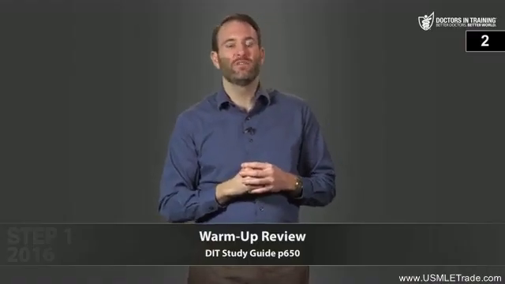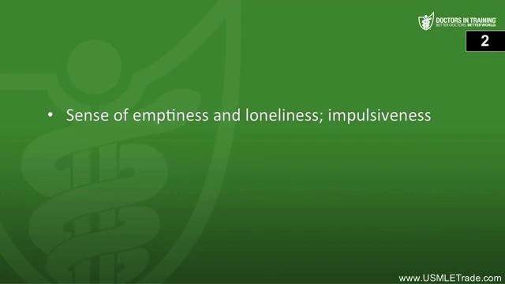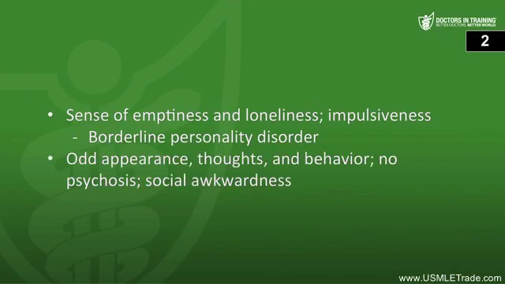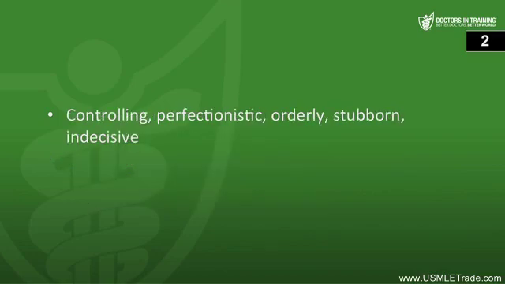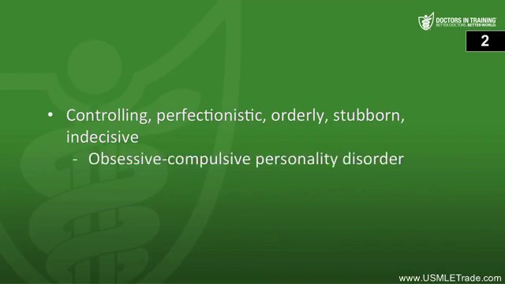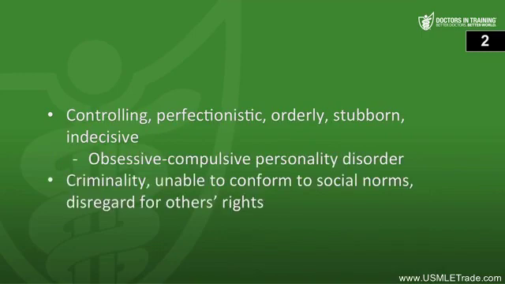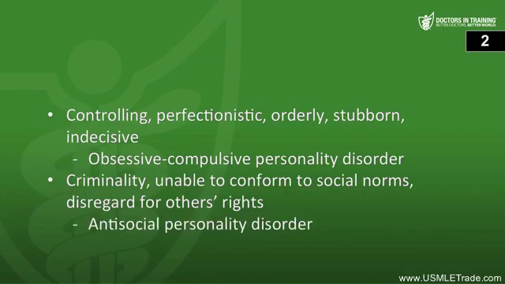Next question. What personality disorder fits each of the following statements? So first we have sense of emptiness and loneliness and impulsiveness. This is characteristic of borderline personality disorder. Odd appearance, thoughts, and behavior. No psychosis though, and social awkwardness, that's going to be schizotypal. Controlling, perfectionistic, orderly, stubborn, indecisive, that's going to be obsessive compulsive. And then criminality, unable to conform to social norms, disregard for the rights of others, that's going to be antisocial.